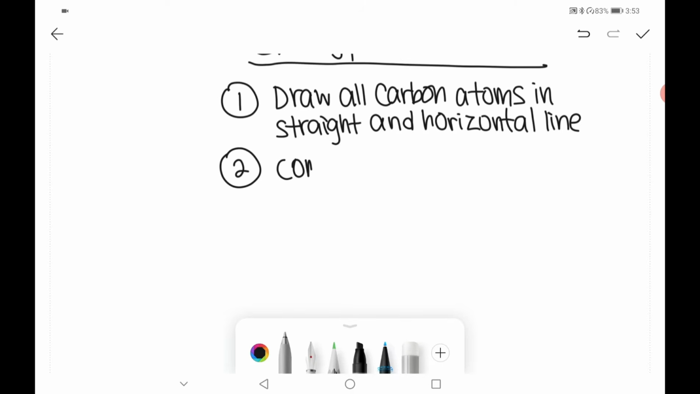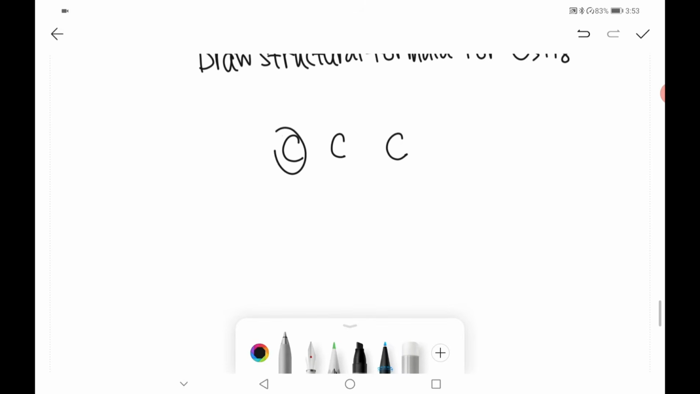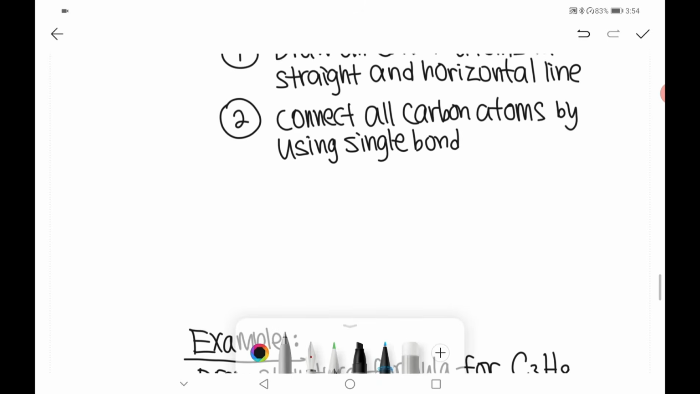So now you will connect all the carbon atoms using single bonds. Use the single bond to connect all the carbon atoms together. So like this, carbon and carbon, draw a single bond. Carbon and carbon, draw a single bond. Connect all the carbon by using a single bond.